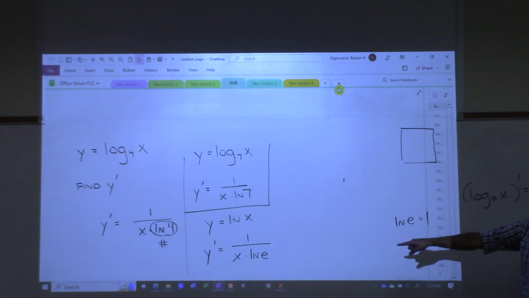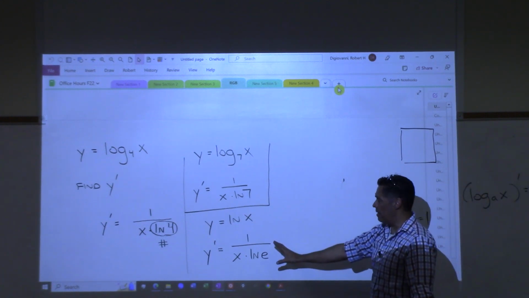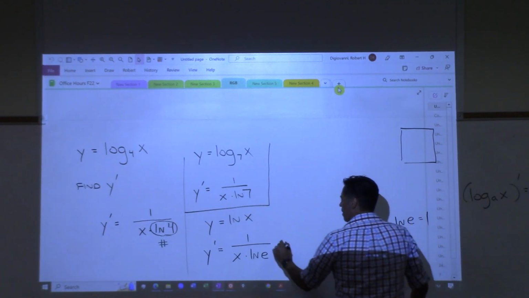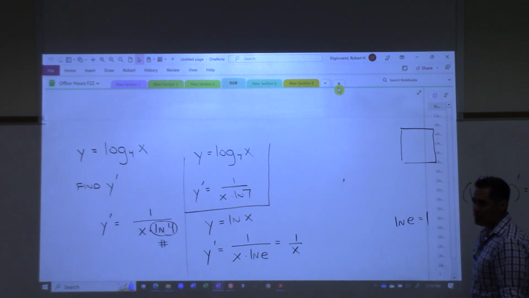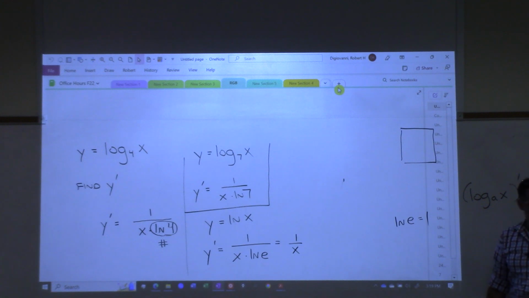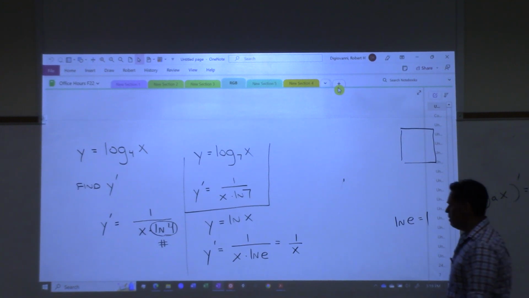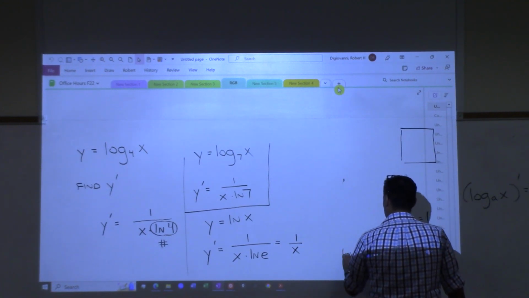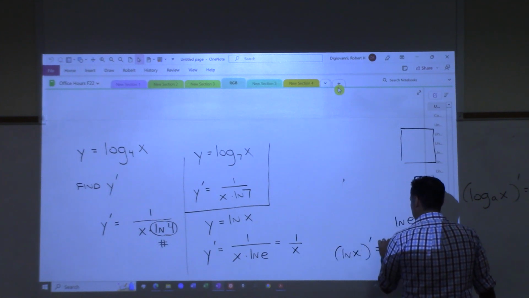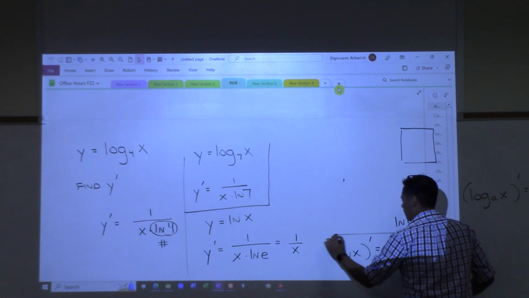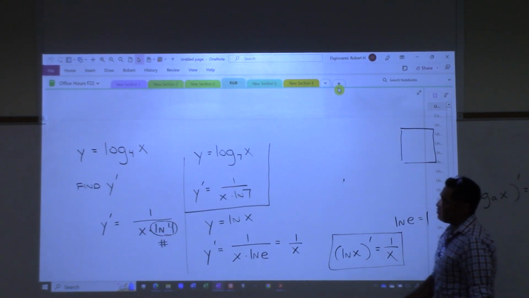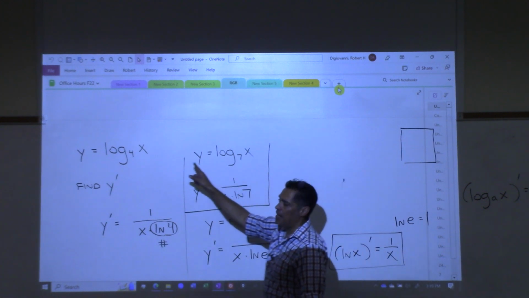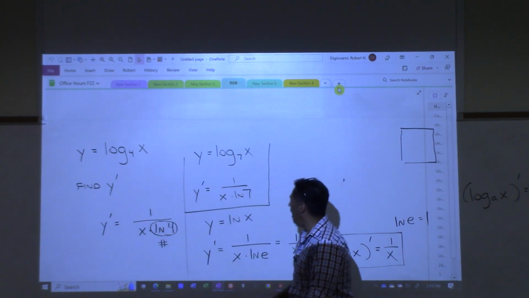So in this particular case, in this case only, this is a very special case, that's just 1 over x. And that's one you should, as quickly as possible, memorize. If you take the natural log of x and you take its derivative, you just get 1 over x. That's on your sheets as well. It's when the base is something other than e that you actually have to include that natural log in there.